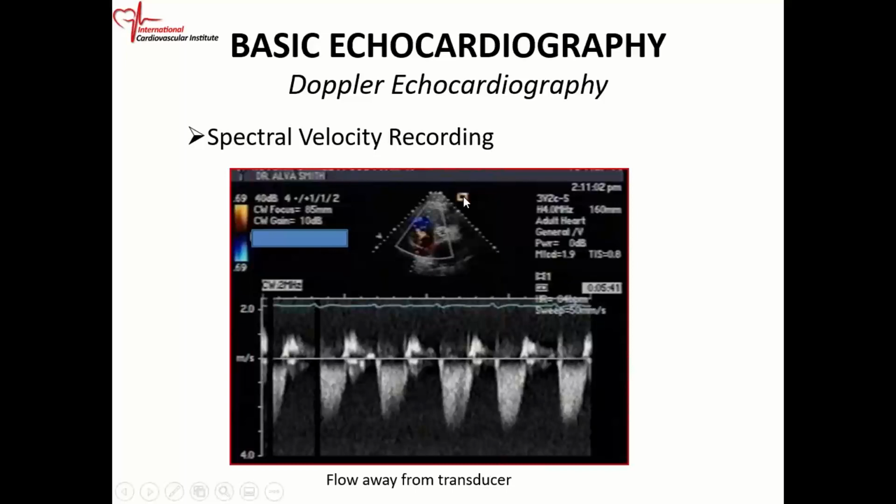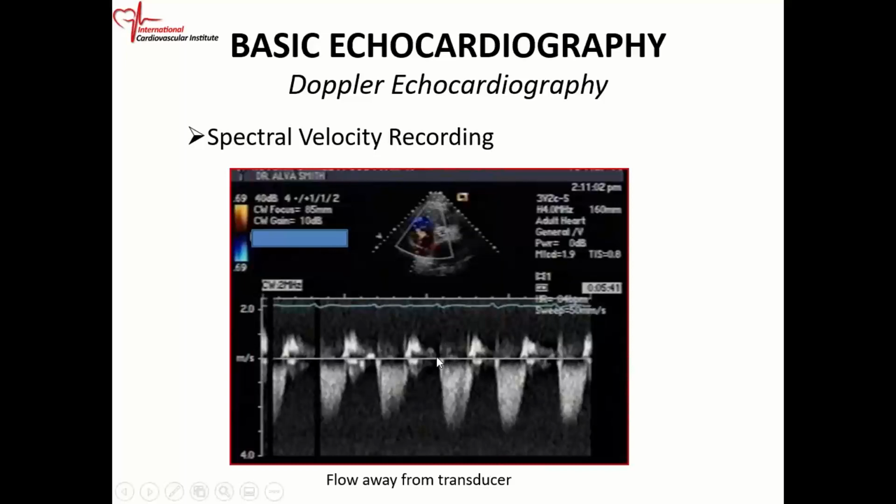Again, remember your transducer is right there. So this is a flow away from the transducer because it's below the baseline. So you have your cursor across the tricuspid valve, and there's a flow which is moving away from the transducer. So it's moving from the RV across the tricuspid valve and into the right atrium. So this is tricuspid regurgitation. The blood is going backwards from the right ventricle across the tricuspid valve into the right atrium.